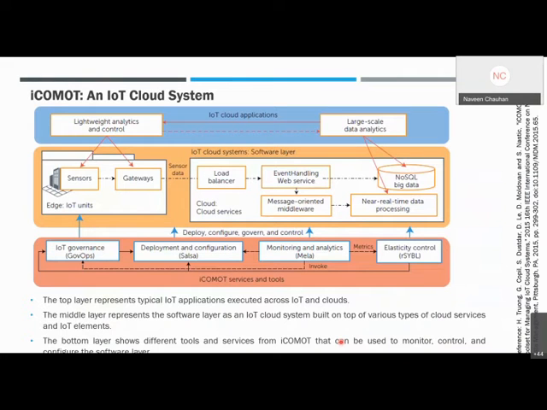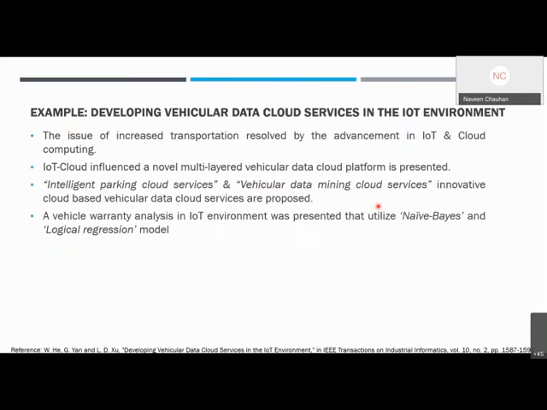So basically, this will give you an idea. This is iCommerce, an IoT cloud system, where we have iCommerce services and tools: IoT governance, deployment and configuration, monitoring and analytics, elasticity control. These are all being deployed, configured, and controlled, and this has been integrated with the IoT cloud system, which is there as a software layer basically. So this will give you an idea of the IoT cloud system.